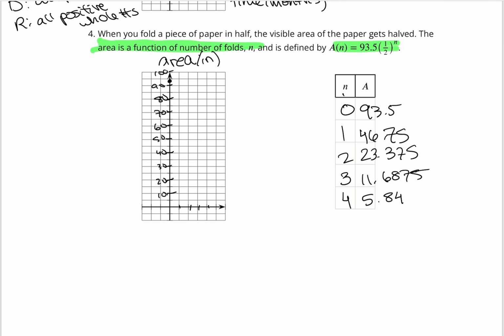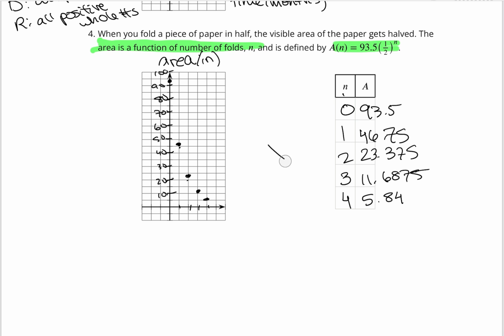After 1 fold, it's cut in half, a little bit above 45. After 2 folds, it's cut in half again, so we're about here, 23. At 3 folds, we're at just over 11, and at 4 folds, we're down to just barely over 5. So I can see the exponential function forming there. We can see that typical type of shape.